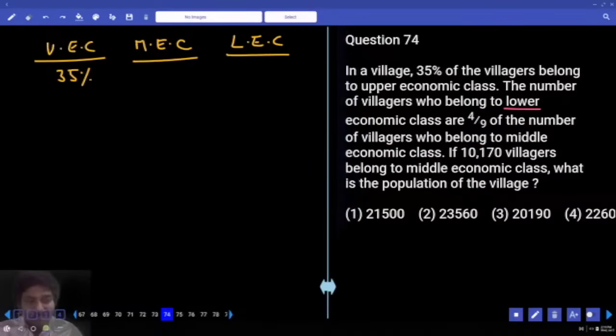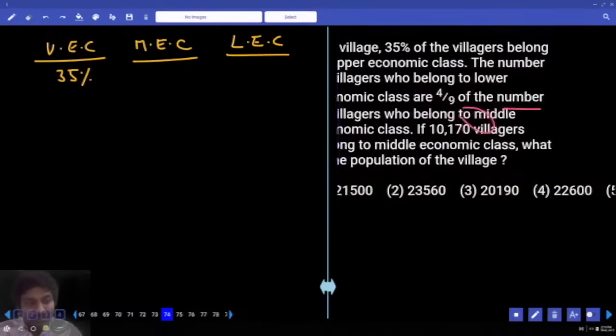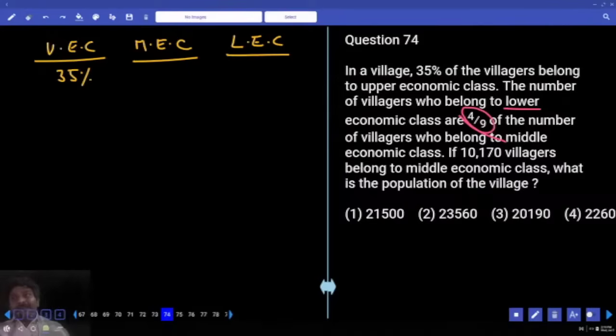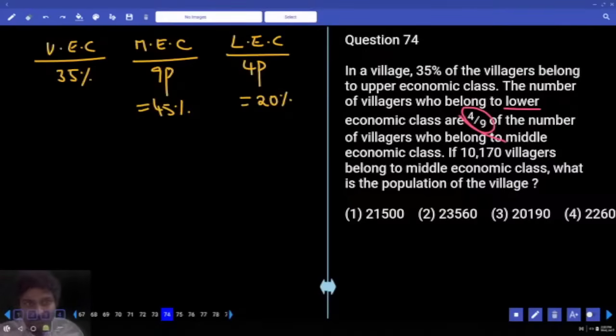Lower economic class people are 4/9 of the middle economic class. What is the denominator? So if middle economic class people are 9 parts, lower economic people are going to be 4 parts. Both together, 13 parts, should be equal to 65%. 13 parts is 65, each part is 5, 9 parts is 45, 4 parts is 20. All 3 categories put together make 100%.